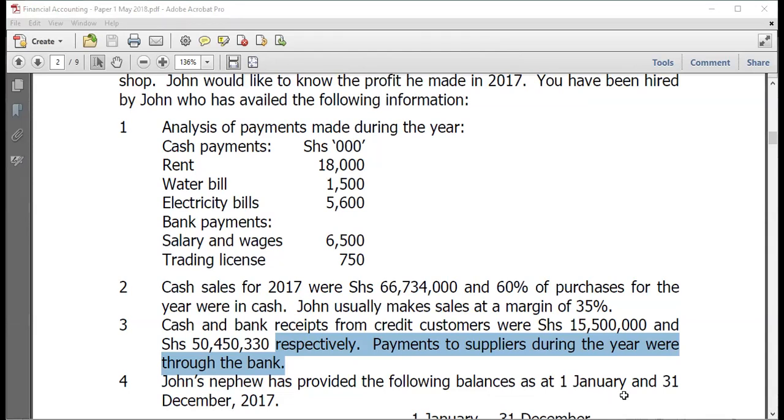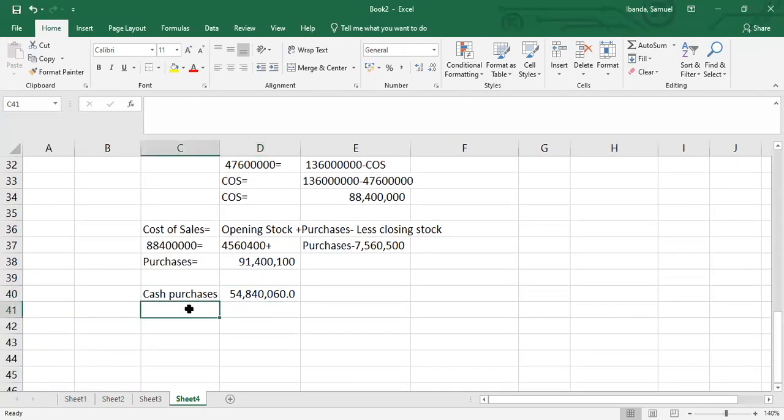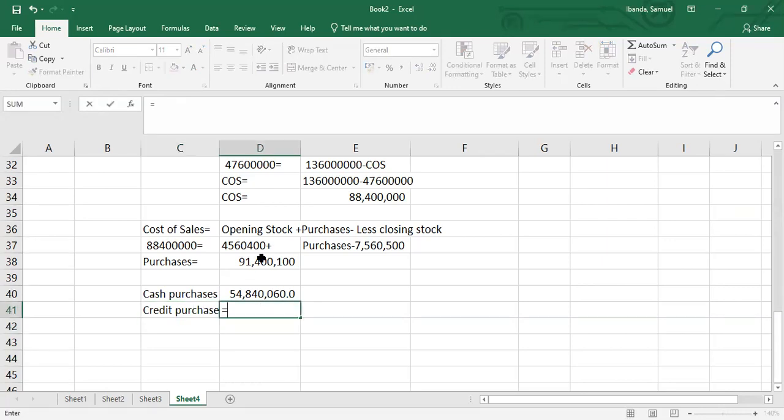We are going to come back to our working here. Before I proceed to draw up my payments to suppliers, we are going to find it using our accounts payable control account. But before that, since I've determined my cash purchases, let me determine my credit purchases, because I'm going to use them. So my credit purchases will be this times 0.4. Remember, this was 0.6, 60%. So it means that automatically the other 40% is credit purchases.